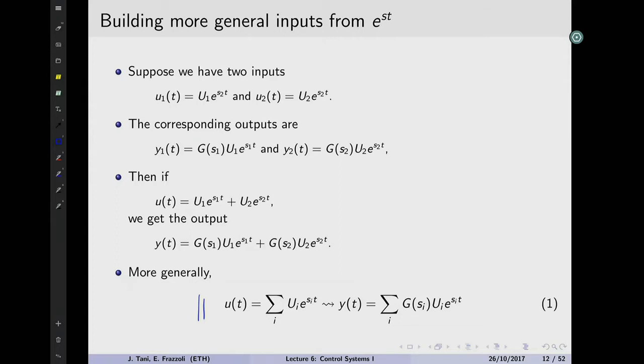And we would know that if we sent in a bunch of signals that are just the scaled exponentials, e^{st}, like the one we just saw, the output would be a sum of terms, which would be exactly the same input, but scaled by the transfer function.